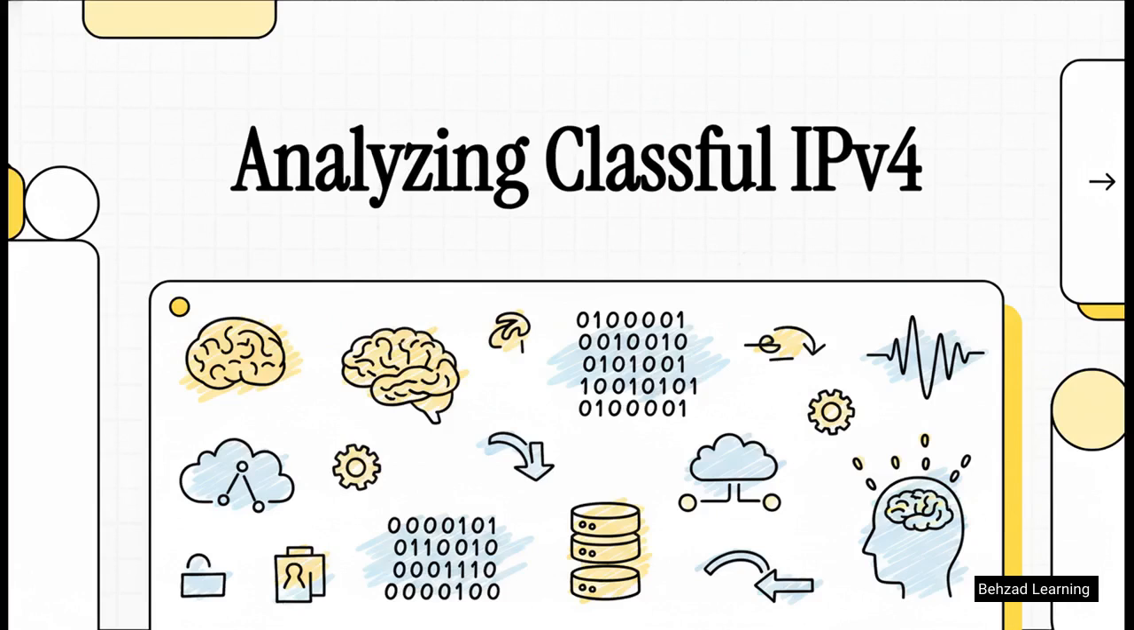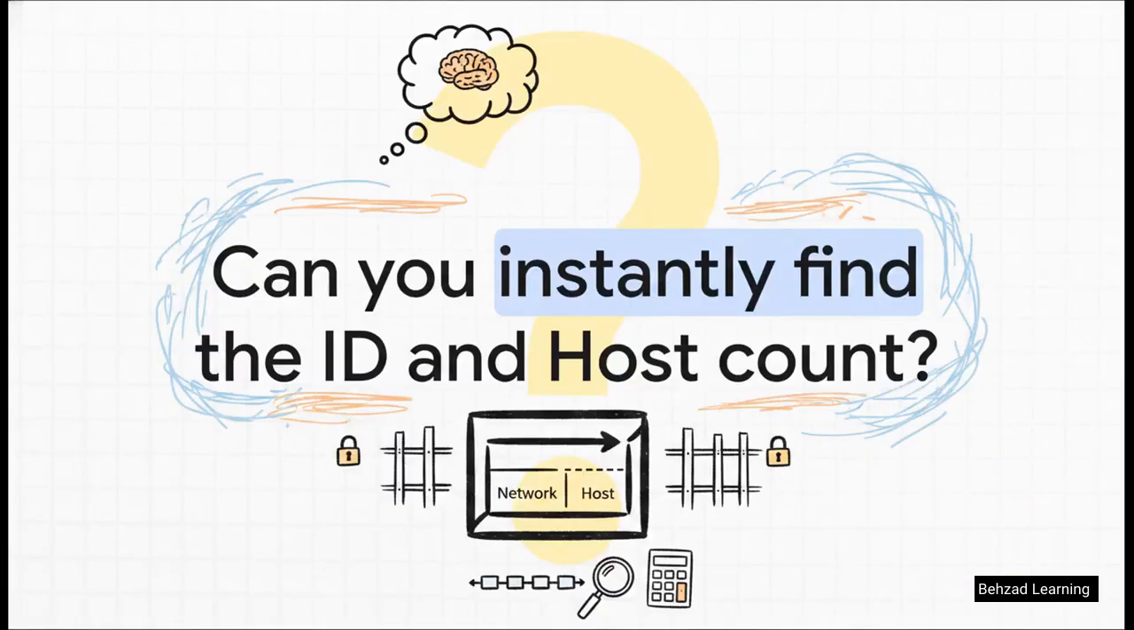Let's dive right in. Let's kick things off with a specific challenge, and we'll unravel the answer step by step together. We've got an IP address, 10.4.5.99, with a subnet mask of 255.255.255.0. Here is the big question. How do you instantly find the network ID, the broadcast address, and the exact host count using just your mind? Keep this IP locked in your head because it's going to be our North Star for this entire breakdown.